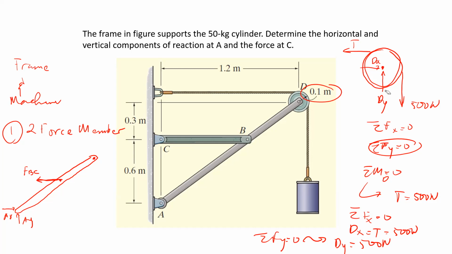Yeah, it's supposed to be the other way around. Remember, when you draw this, we cannot just copy the direction. So it's supposed to be the opposite direction. So Dy equal to 500 Newton, and Dx is equal to 500 Newton. Okay. So this is the free body diagram of member AD.